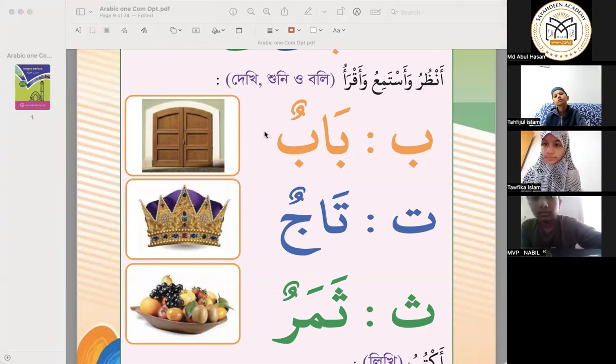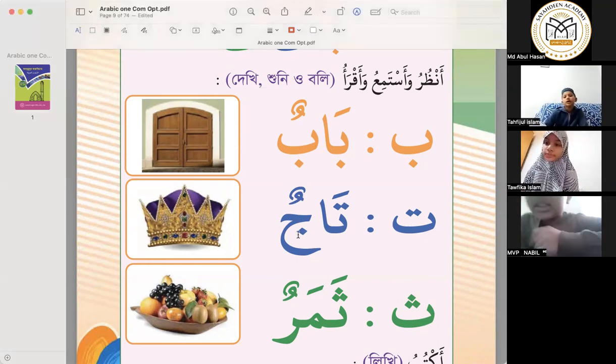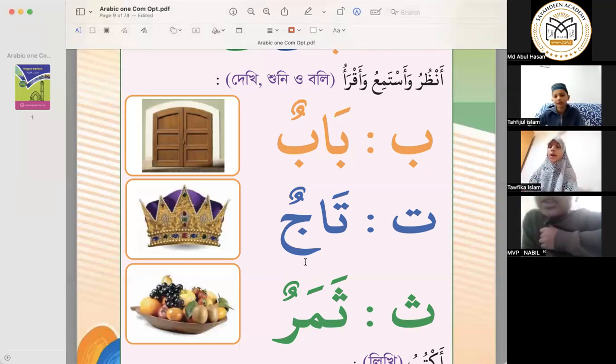So one more round of practice. هذا باب. This is a door. 3 times. هذا باب. This is a door. هذا تاج. This is a crown. هذا ثمر. This is fruit.